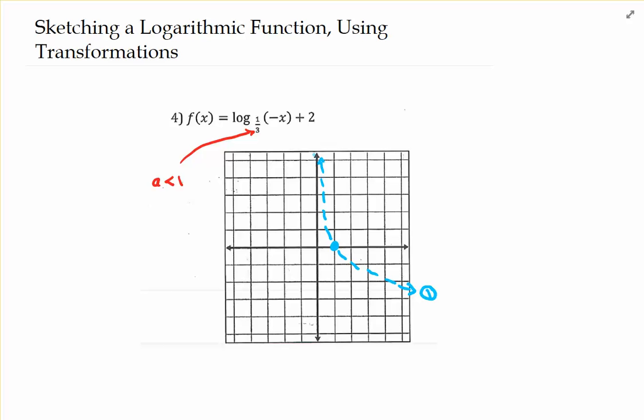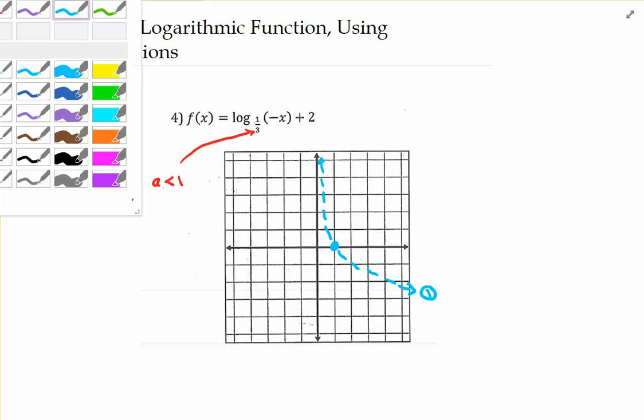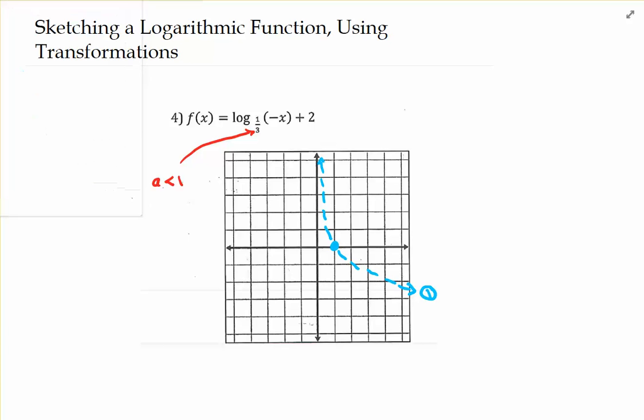Keep in mind that there's also a vertical asymptote along the y-axis. In this function, there's actually an indication of a reflection. For instance, notice inside of the argument of the log we have a negative in front of x. Because the negative is on the inside, what this is going to do is force a y-axis reflection.